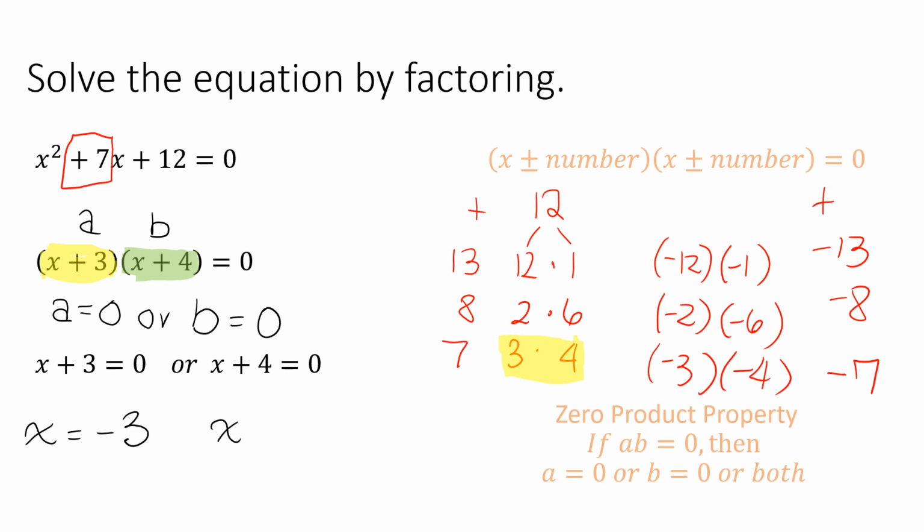Same thing for the other equation. x is equal to negative 4 because 4 was positive on the left-hand side, and when we moved it to the right-hand side, it's now negative. And we have two solutions: x equals negative 3 and x equals negative 4.